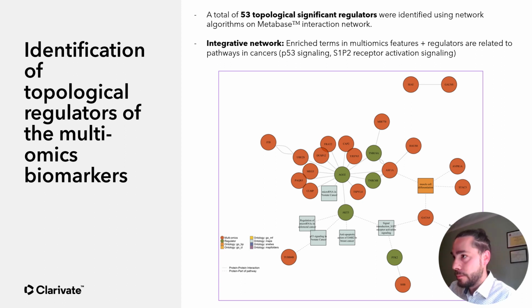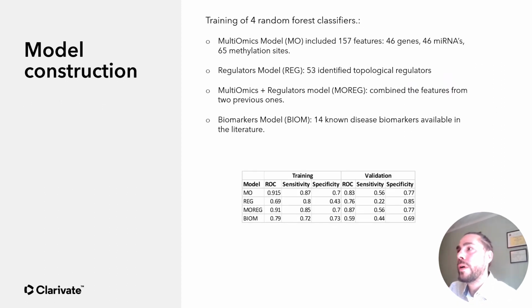The integrative network here shows that the enrichment terms in multi-omic features and regulators are related to pathways in cancer: P53 signaling, S1P2 receptor activation signaling. We trained four different random forest classifiers to evaluate the discriminative power of our signatures. A multi-omics model that included strictly the features identified in the multi-omics data integration, a regulators model, which included the regulators identified in the topological analysis, and the multi-omics plus regulators model, which was a combination of the two previous ones, and a biomarkers model, which included 14 non-disease biomarkers available in the literature.